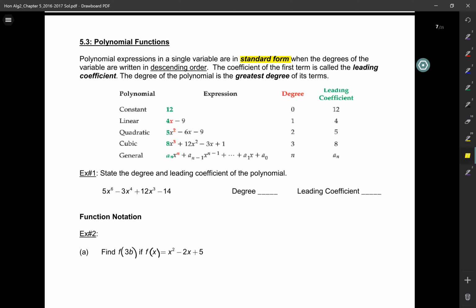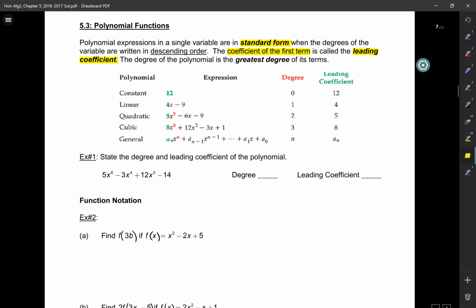Now, when you do that, the first term is the term with the highest exponent, right? We call that the leading term. And the coefficient of that first term is called the leading coefficient. And the degree is just the greatest exponent, the degree of that first term. All right. So suppose I have an equation that looks like this.